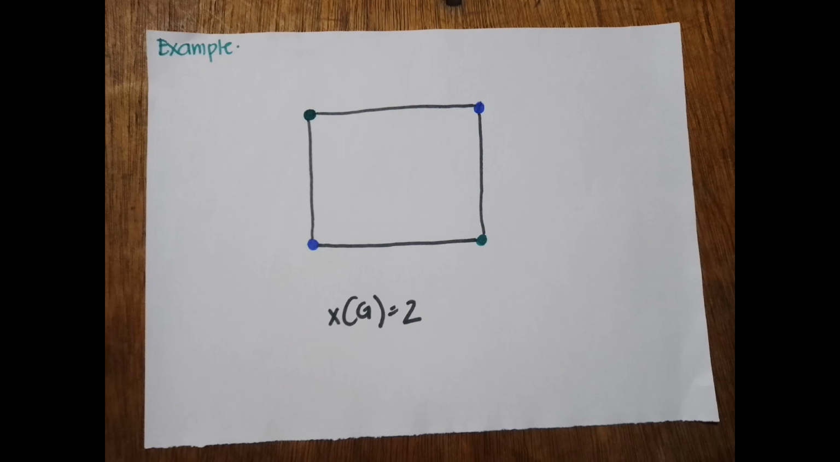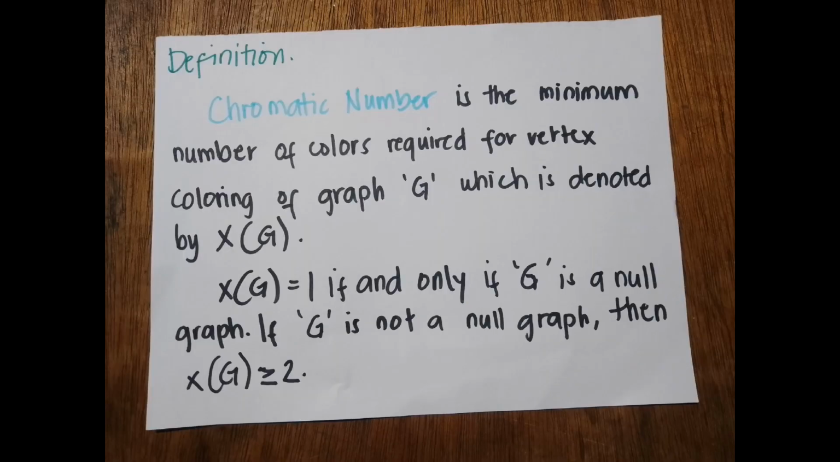So, what do we call the minimum number of colors? That's what we call the chromatic number. A chromatic number is the minimum number of colors required for vertex coloring of graph G, which is denoted by chi of G. Chi of G is equal to 1 if and only if G is a null graph. If G is not a null graph, then chi of G is greater than or equal to 2.